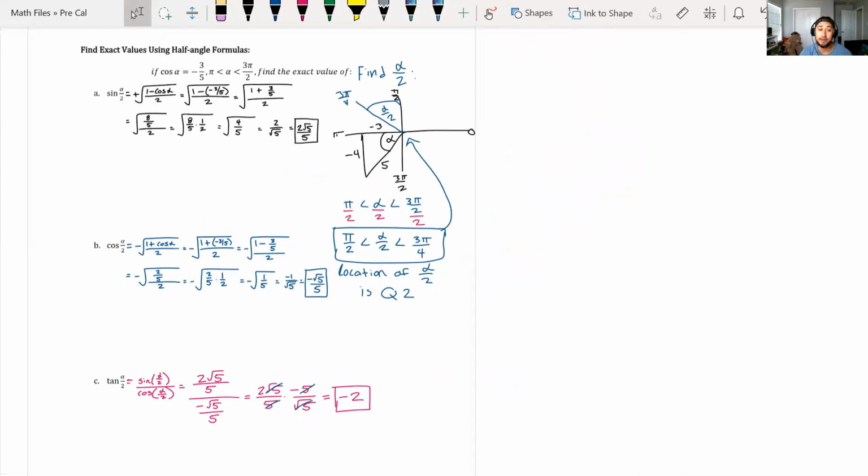First thing you need to do is find the location of alpha over 2. And the reason we need that location is because it tells us what sign we should use on the half-angle formula. Okay. All right. Cool.